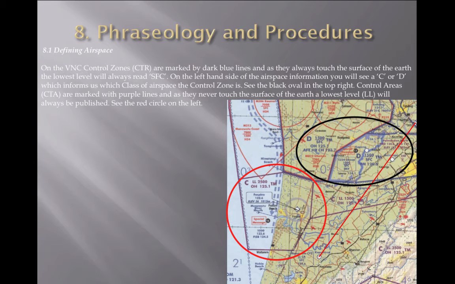Now, if you can see the black oval on the top right, control areas, CTAs, are marked with purple lines as they never touch the surface of the Earth, and at its lowest level, it will be indicated what that lowest level is. So, if you see under the red circle, you have Class C airspace, LL2500 for Ohio on 125.1. Indicates that the lower level, or the base level, starts at 2,500.